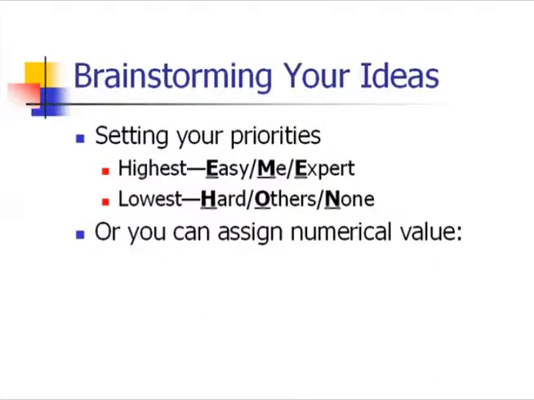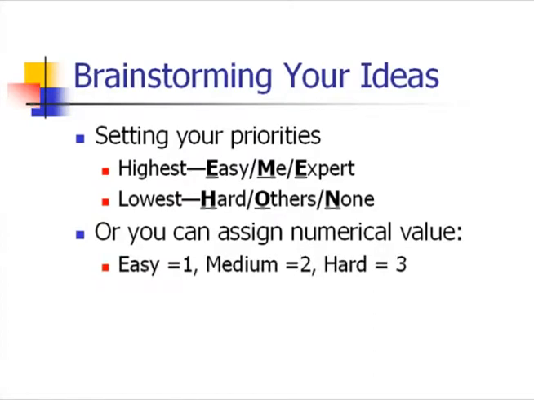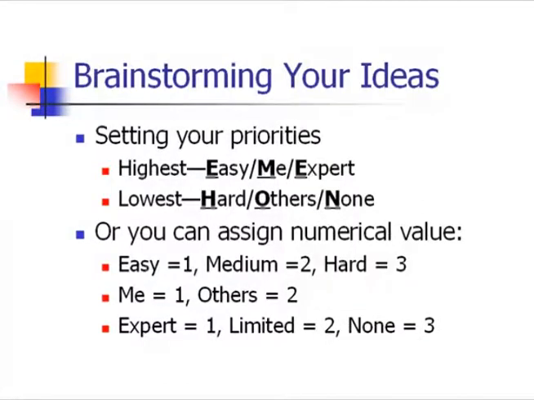You can even give a number to each letter, so the calculation of the priorities would be simple math. Easy could equal 1, medium equals 2, hard equals 3, me equals 1, others equals 2, expert equals 1, limited equals 2, none equals 3. Place those numbers next to each letter in the appropriate columns, and then just add up the totals. Your totals would rank everywhere from 3, the lowest, to 8, the highest.